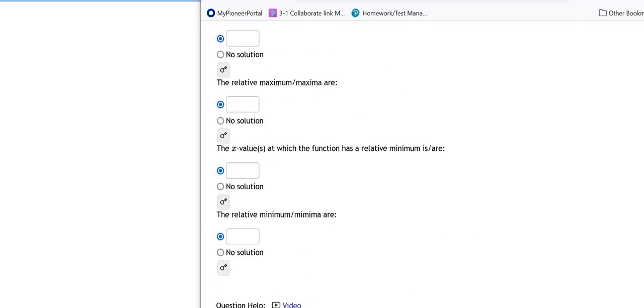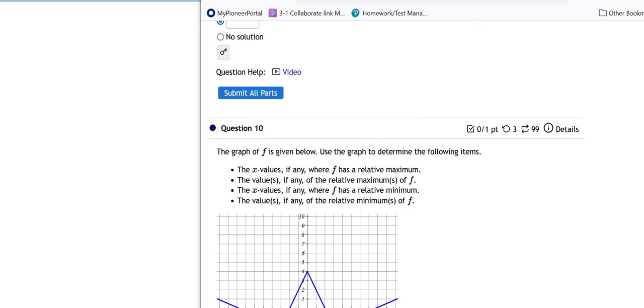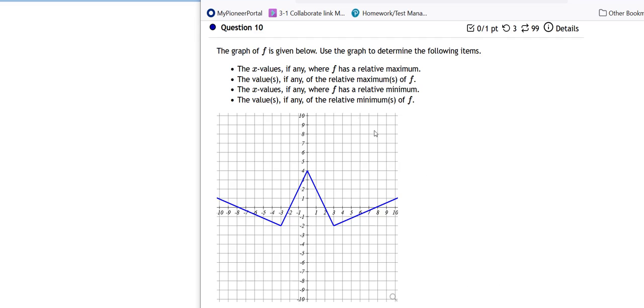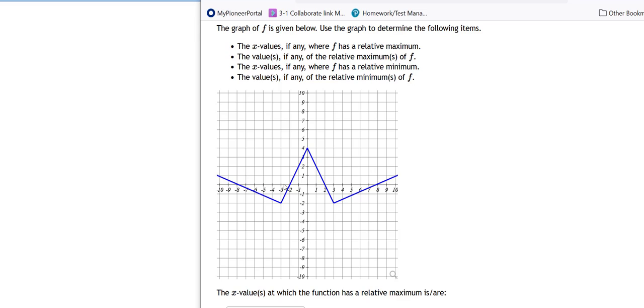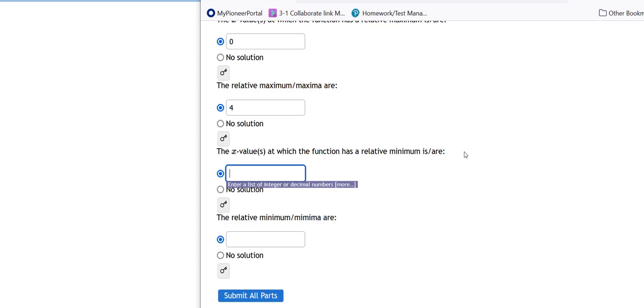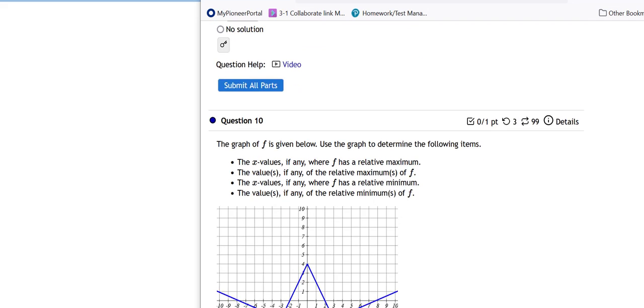Let's see, I picked question 10. This is a nice question, easy to see. Right, here is your max. And so that is going to be at 0, and the value will be 4. You can go ahead and put that in. It's at 0, the value is 4. And for the minimum, you have one at -3, and you have one at +3, and the y on both is -2. So at -3 and +3, and I said this is -2.